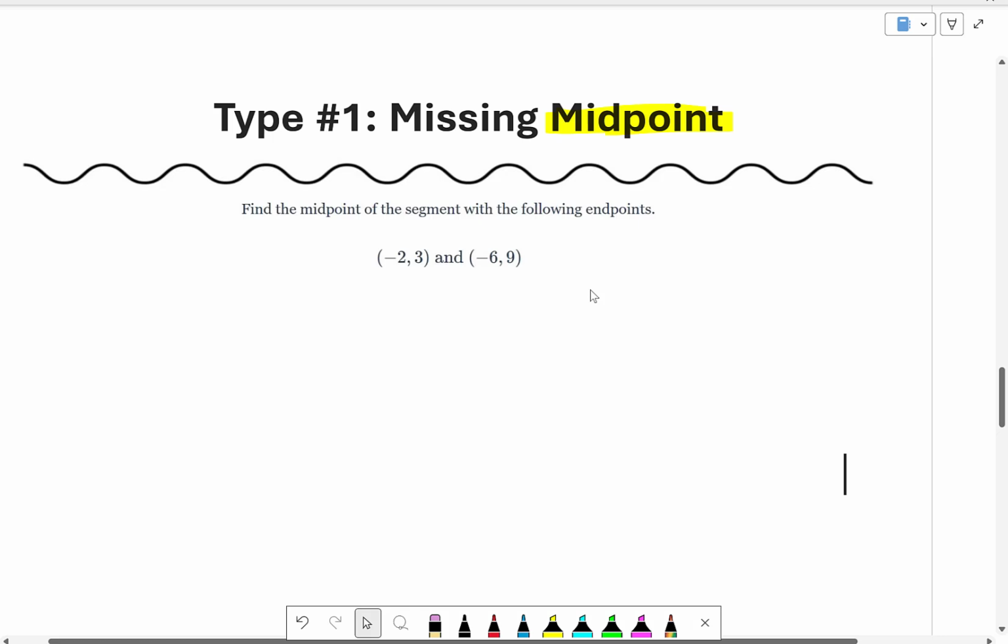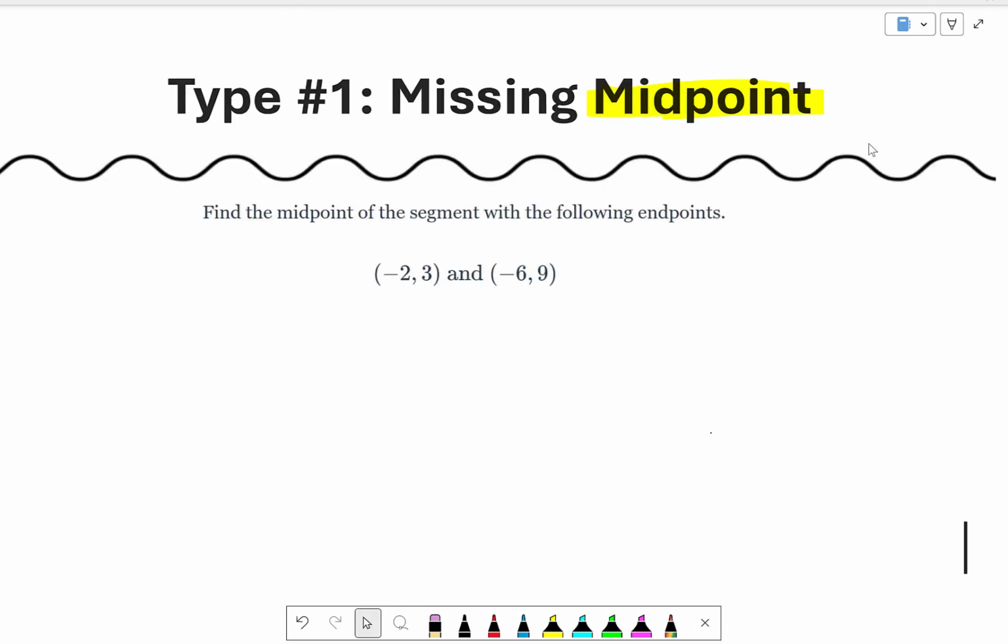So now we're going to do the type 1 midpoint. Type 1 is where you have a missing midpoint. So we're going to name the points. -2 is x1, 3 is y1, -6 is x2, and 9 is y2.